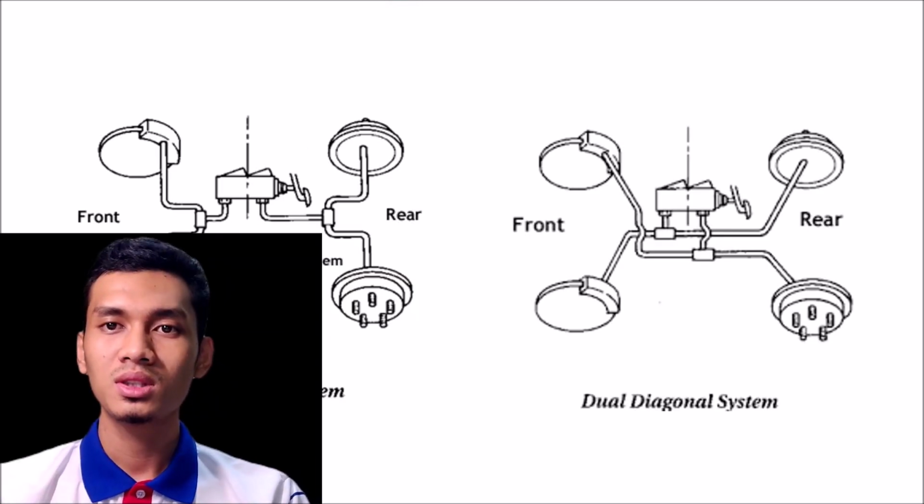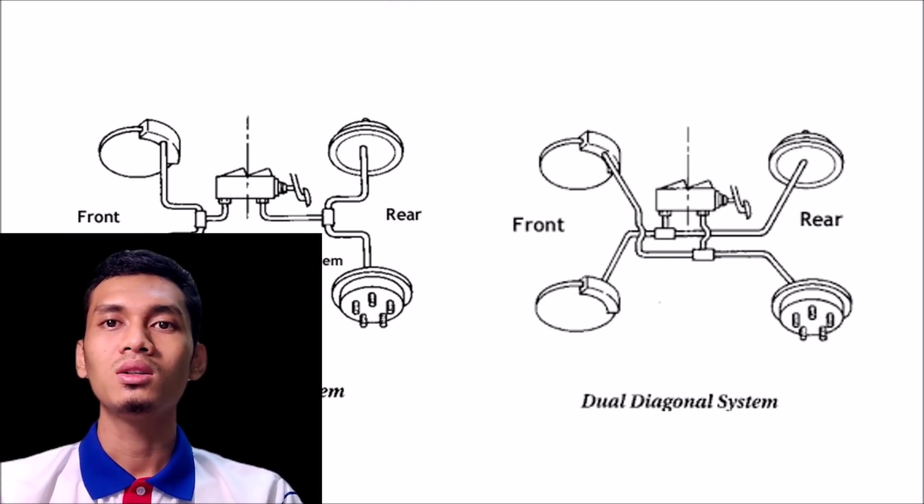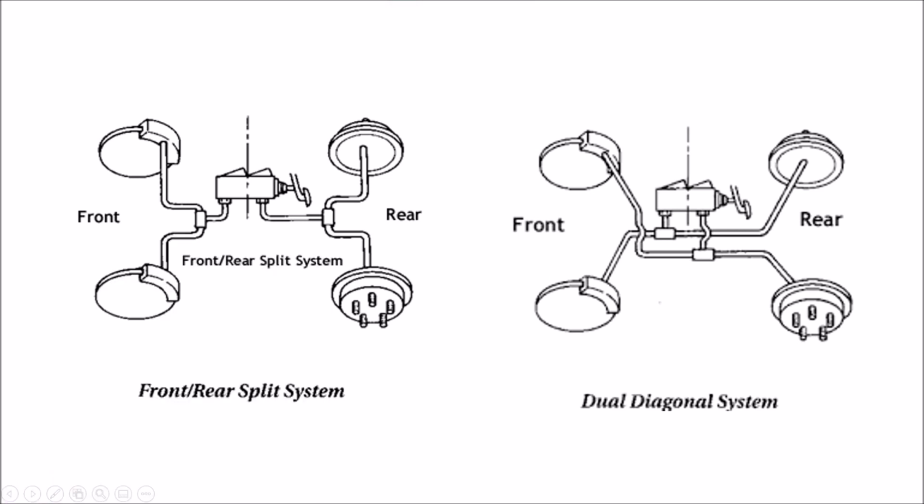Okay, on the screen, the picture that I'm showing you right now is two brake systems, the front-rear split system and the dual diagonal system. The front-rear split system is split into two, a front brake system and a rear brake system. For the dual diagonal system, its split concept comes from the fact that the left rear and right front brakes are on one hydraulic line, while the right rear and the left front brakes are on another.